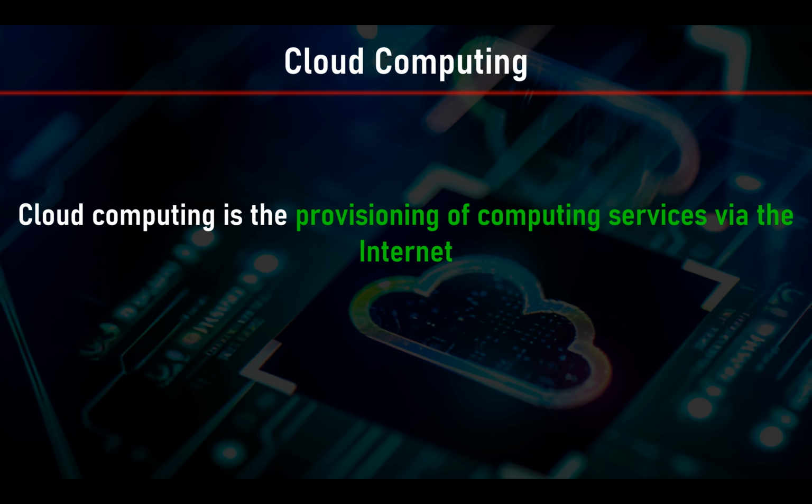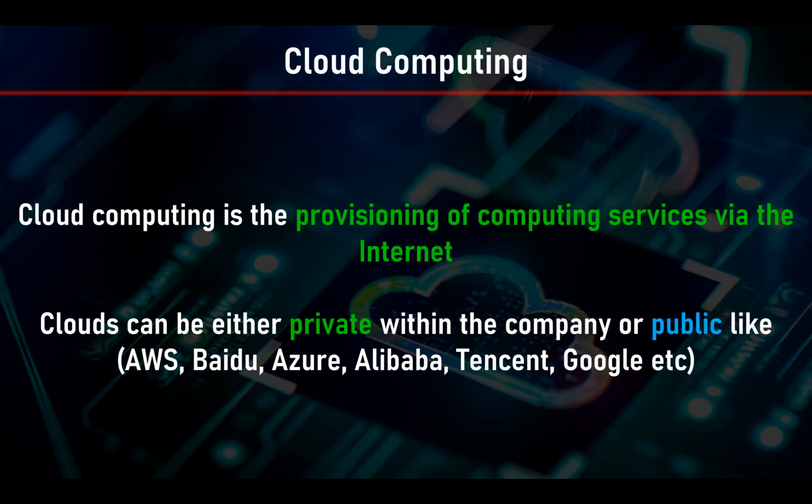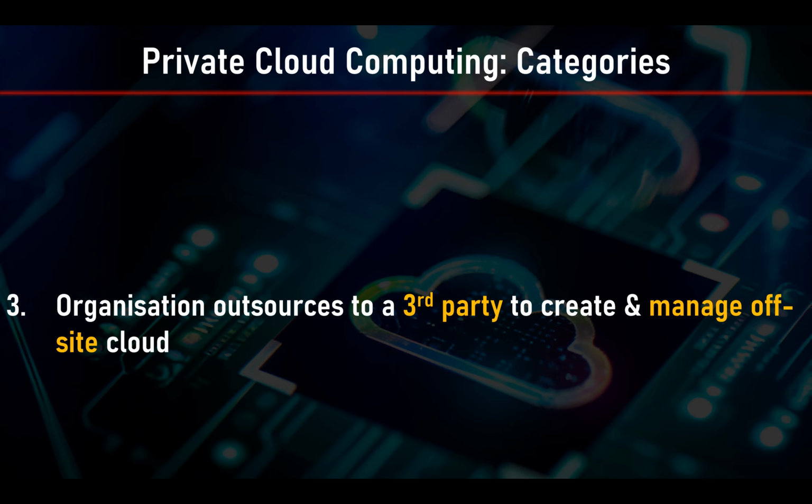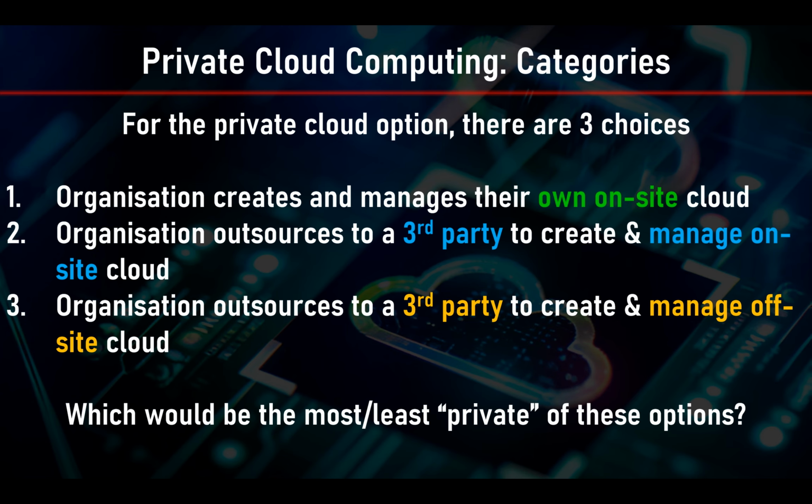Alright, so if we talk about cloud computing, the definition is the provisioning of computing services via the internet. So I guess it's kind of renting, provisioning. Clouds can be either private, within the company, or public. For example, AWS or Amazon Web Services, Baidu, Microsoft Azure, Alibaba, Tencent, Google, etc. So, just some pictures. People are probably familiar with some of these. Alright, it seems the animation is messed up.